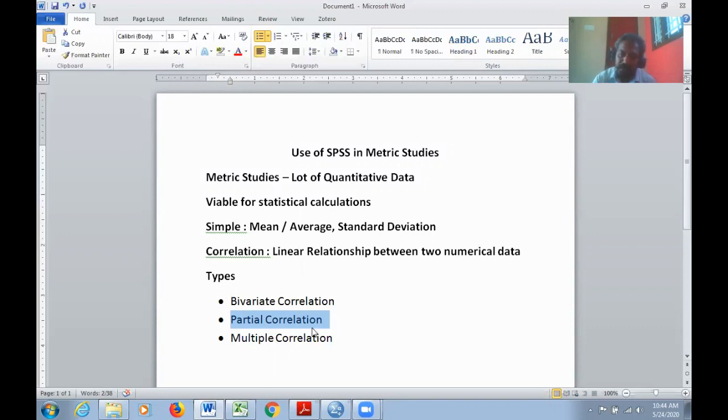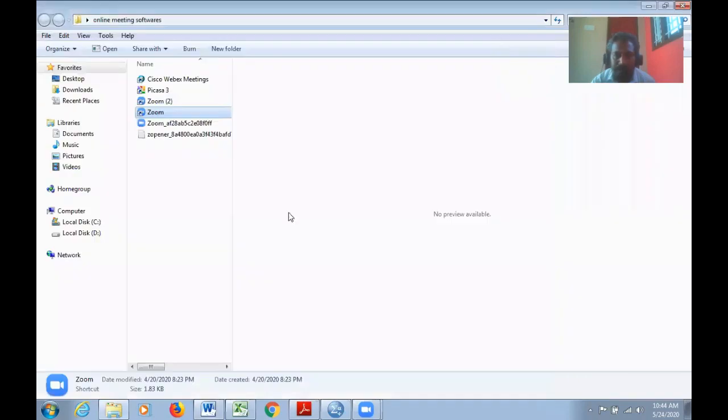But in partial correlation, we study the correlation between the papers published and the total citations received by controlling the effect of self-citations. So we won't go on to the effect of self-citations and the total citations received by the authors. So to demonstrate these two statistical analyses, let me get into the SPSS package.